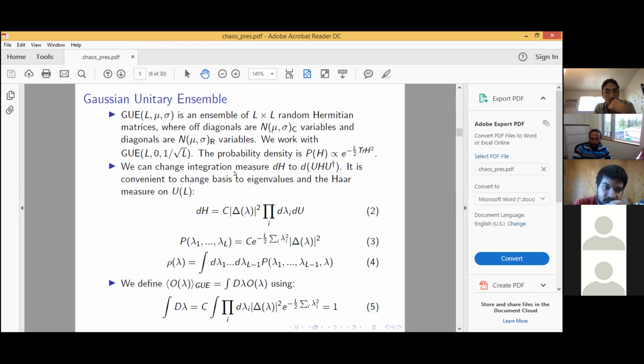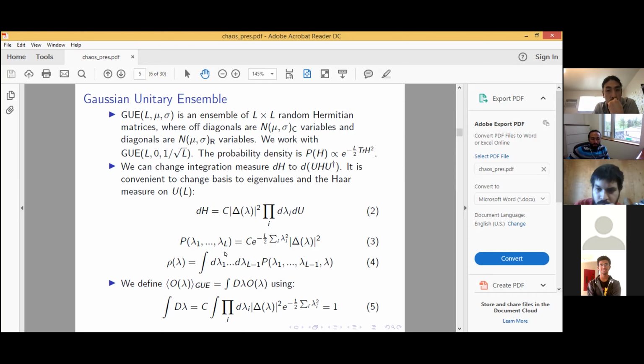So here we can change the integration measure dH to dU dagger, and it's common practice to change the integration measure as given in equation 2. So c is some constant. Delta lambda is the Vandermonde determinant, which is the product of the differences between the eigenvalues, and dU is the Haar measure on the unitary group of size L.